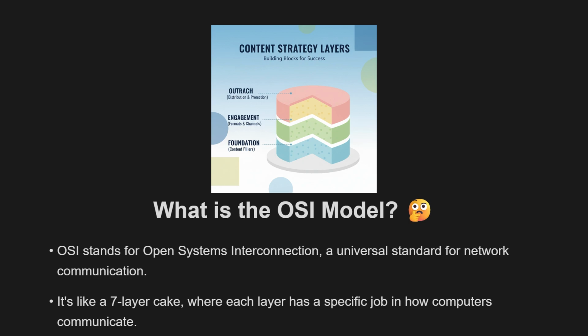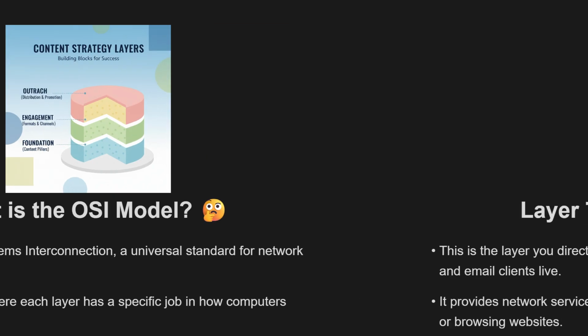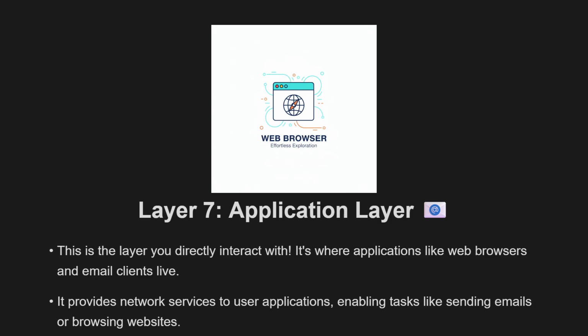Starting at the very top, we have layer 7, the application layer. This is the part you're most familiar with. When you open your web browser, send an email, or use a chat app, you're interacting with the application layer. It's the friendly face of the internet, letting your apps talk to the network.